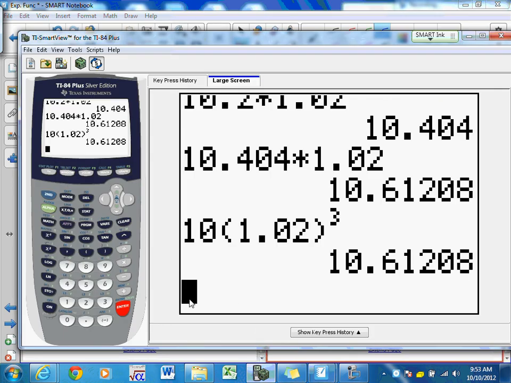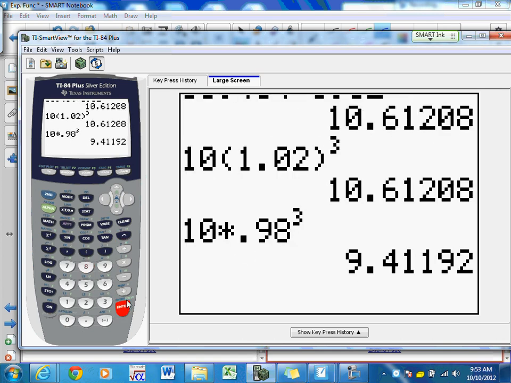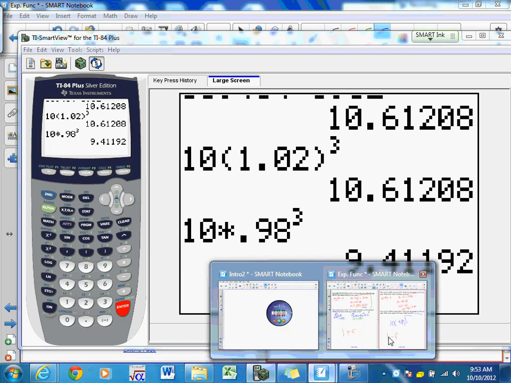So instead of having to figure it out every year, and figure out year 2 to figure out year 3, I can just jump right to year 3 and get 9.41.